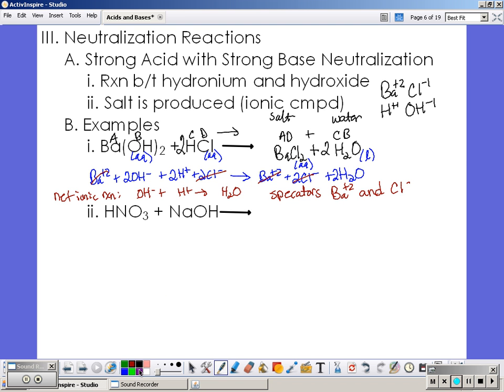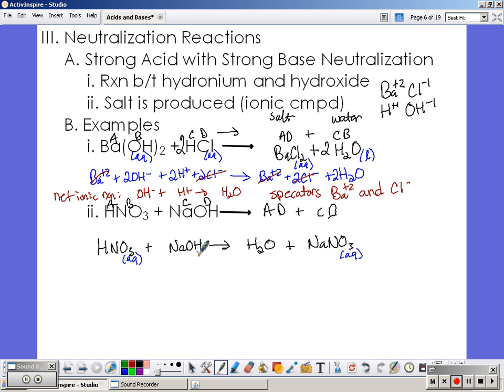AB plus CD is going to go to AD plus CB. So HNO3 plus NaOH is going to turn into H2O, because hydrogen and hydroxide form water, and NaNO3. They both have a charge of 1. All nitrates are aqueous, no matter what they're with. Hydroxide is insoluble except with group 1, so this is aqueous, and water is always a liquid.